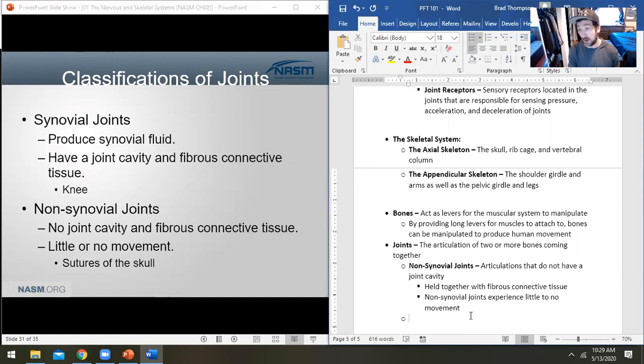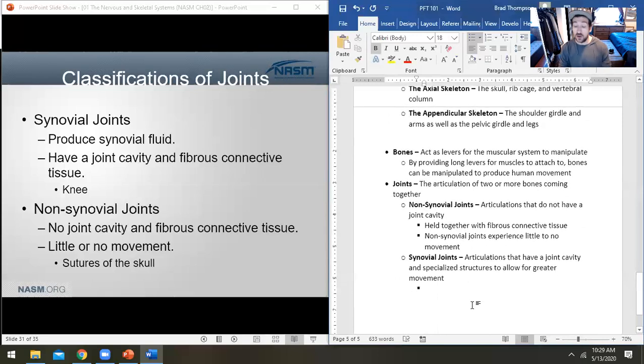So that's where we've got our synovial joints. And these are the ones we're primarily going to spend our time talking about. Synovial joints are articulations that have specialized structures. They have a joint cavity and specialized structures to allow for greater movement.